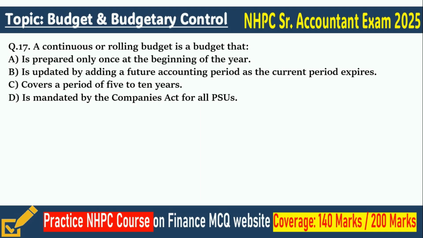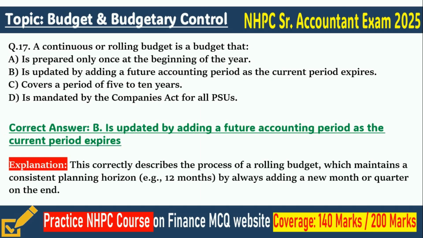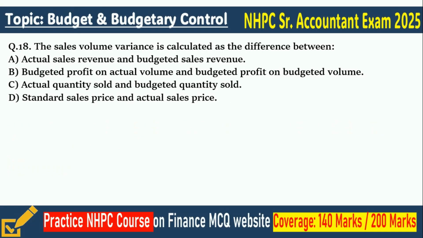So friends, we have already discussed what a rolling budget is in our previous questions, so you should know the correct answer. Correct answer is option B, that says is updated by adding a future accounting period as the current period expires. So friends, this correctly describes the process of rolling budget. It maintains a consistent planning horizon, for example 12 months, by always adding a new month or quarter on the end. Next question.